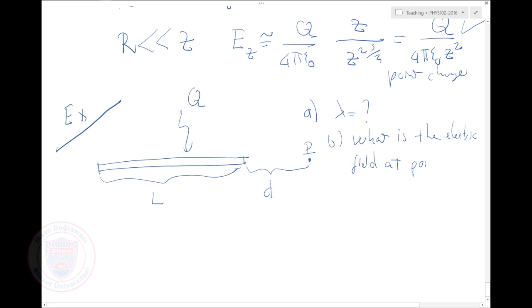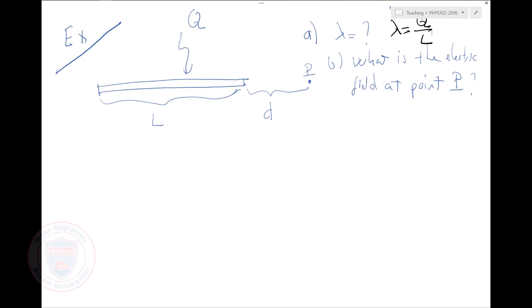At point P, which is a distance D away from my endpoint. All right? Let's quickly solve the first part. What's lambda? That's the definition of lambda, Q over L. That's great. But now, how do I solve the other part?